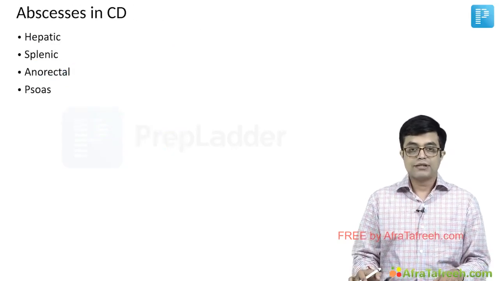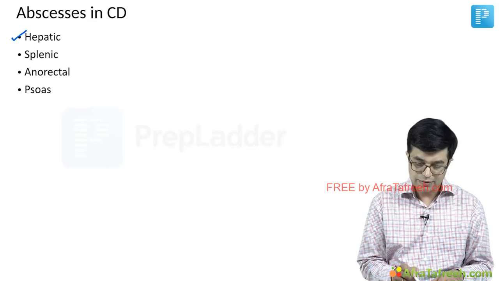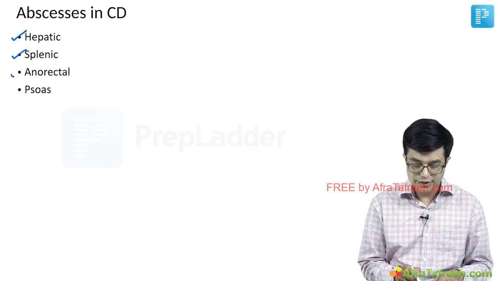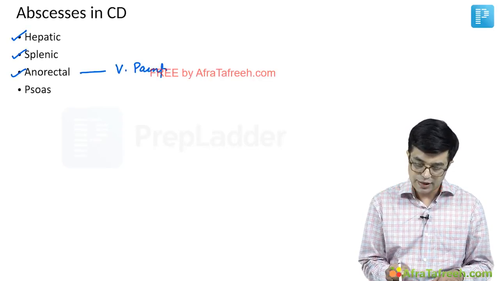Now, what are the abscesses that you find in Crohn's disease? 4 types of abscesses have been described. There is a hepatic abscess, there is splenic abscess, there is anorectal abscess, which is a very painful abscess, and there is psoas abscess. Psoas abscess is often missed.